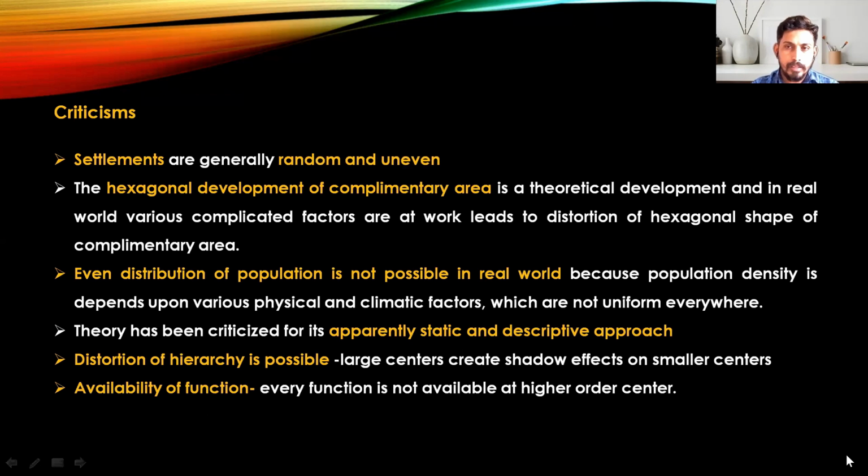This theory also faced certain criticisms, as each and every theory is criticized by scholars with different ideas. The settlements are generally random and uneven. In the real world, settlements are not evenly distributed because of variation in physical and climatic conditions and different kinds of topography. That's why settlements are generally random and uneven, and the theory is criticized on this point.